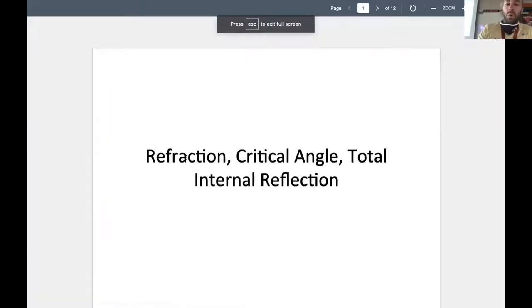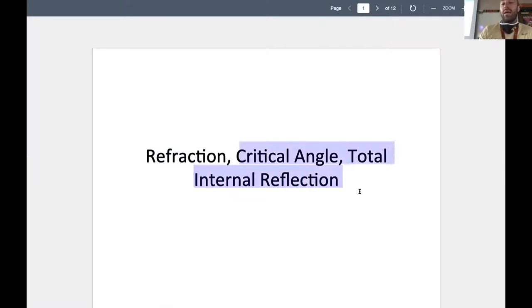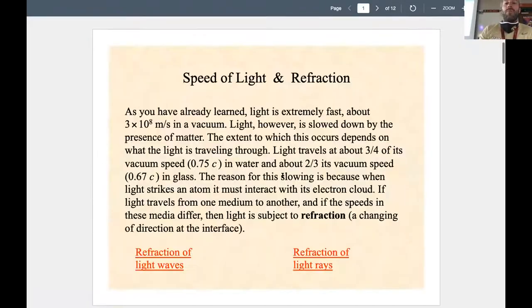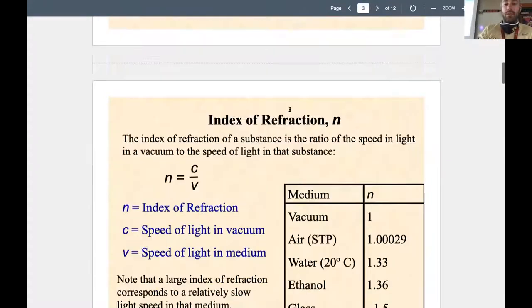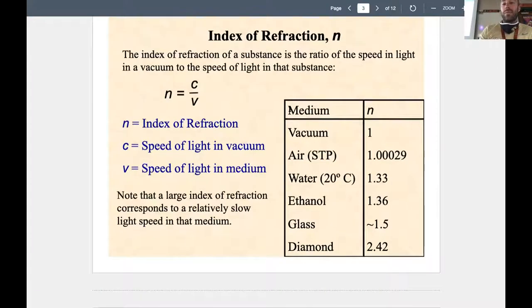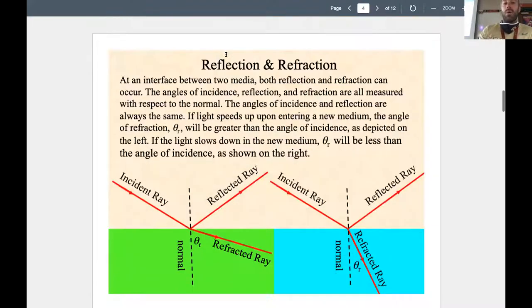Now, we're going to be focusing today on refraction. We're not going to complete this entire PowerPoint, because when we come back on Friday, we're going to be talking about these two topics, critical angle and total internal reflection. If you scroll through this PowerPoint, we're going to talk about the speed of light and what refraction is. We'll talk about the index of refraction. We'll talk about this idea of reflection and refraction.